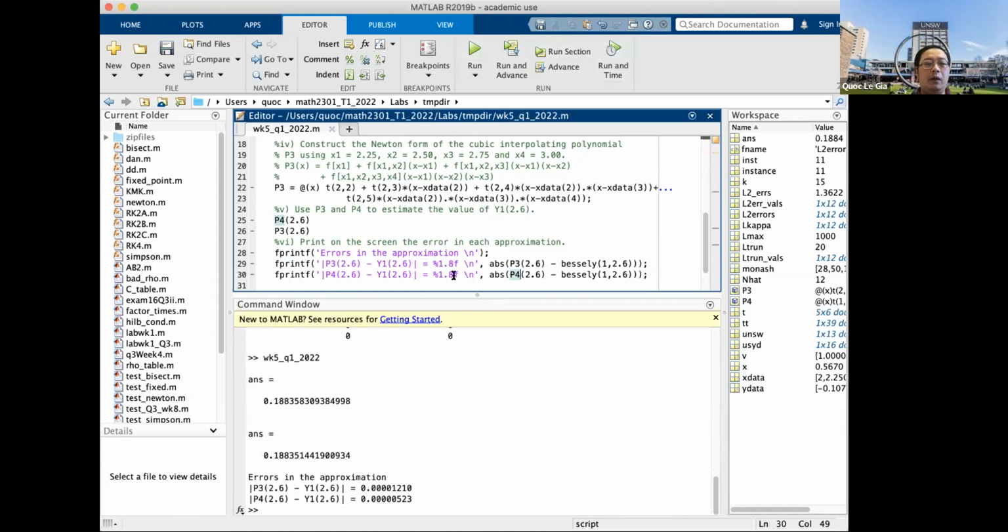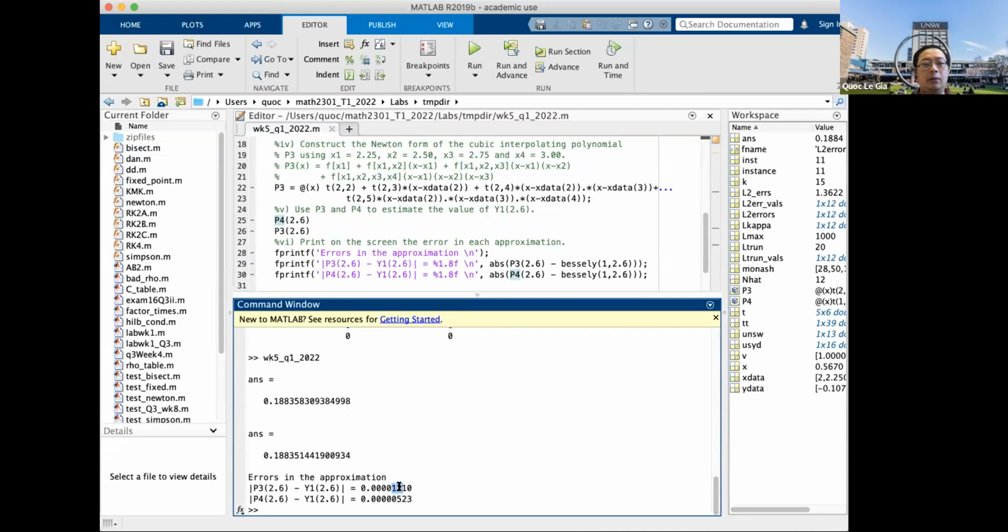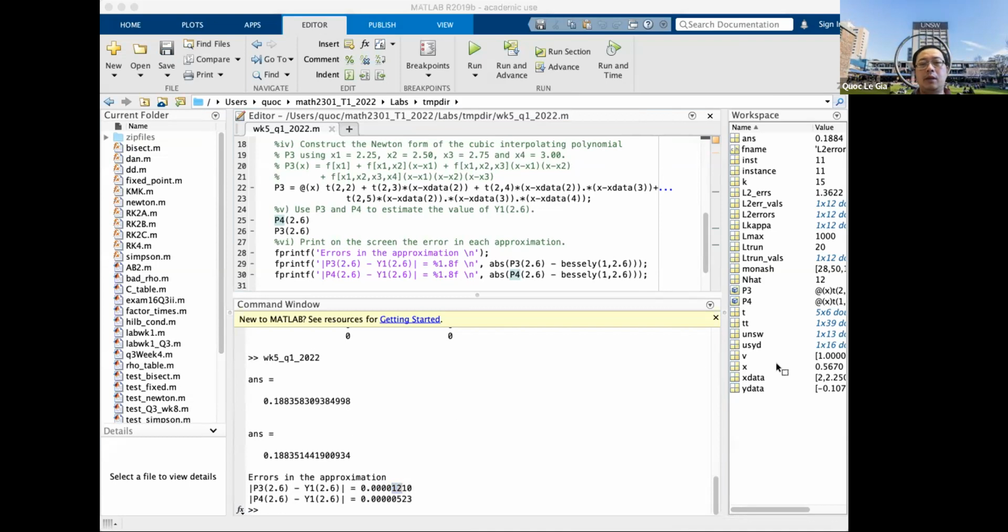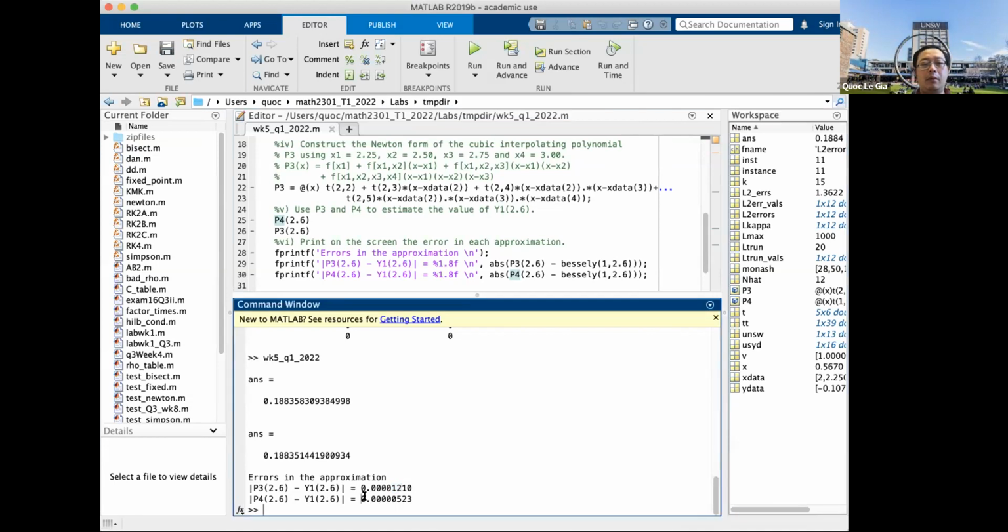I hit the run button, and I got the errors here. So the error for P3 is 0, four zeros here, then 12. I think it's the same as in the question. And for P4, it makes sense, right? Because if you use higher order, then you get a better approximation, so the error is smaller. The error of P4 approximating y1 is half the error of P3 at 2.6.